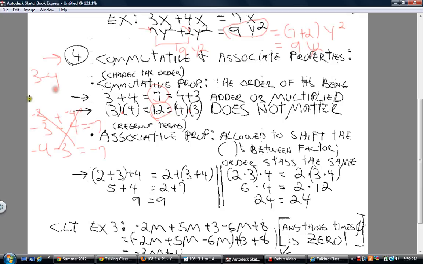3 minus 4, is that the same as 4 minus 3? Sorry, just make it easier on myself here. The answer, you can see that the subtraction is not commutative. Here's negative 1, here is a positive 1. So that's what I want you to get in mind here, that subtraction is not commutative, however, multiplication is and addition is. What about division?